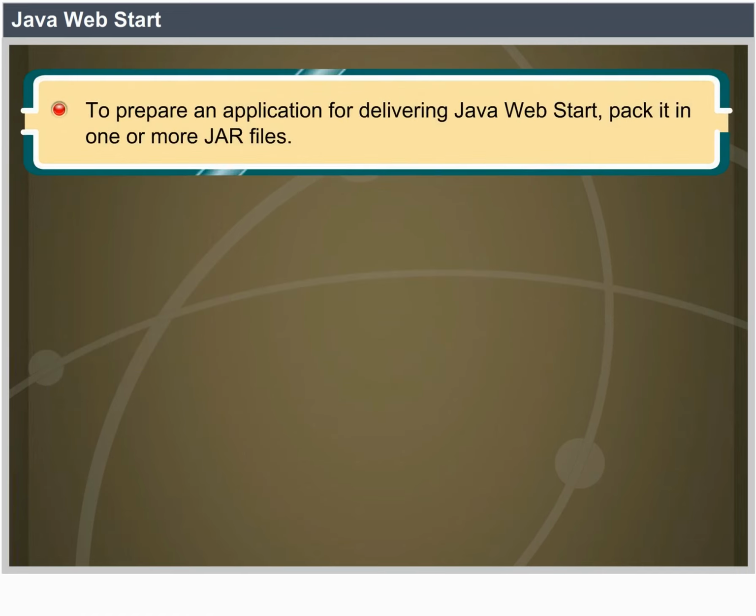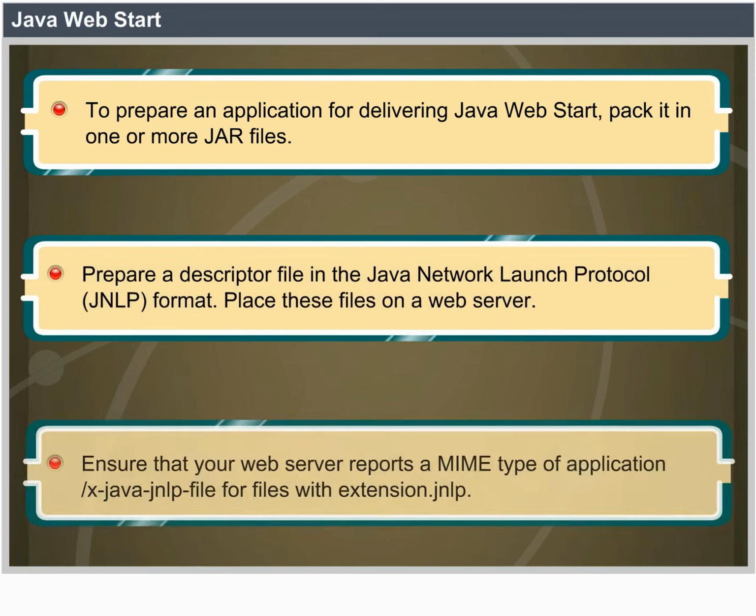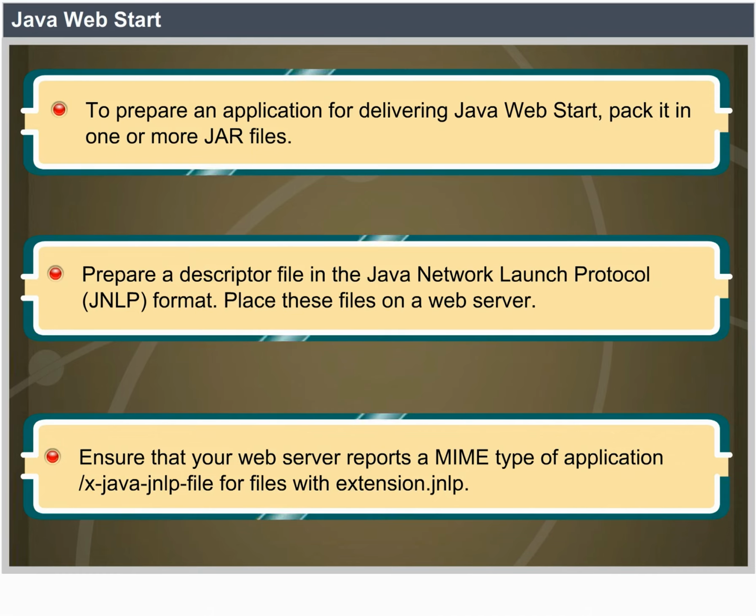To prepare an application for delivery by Java Web Start, pack it in one or more jar files. Prepare a descriptor file in the Java Network Launch Protocol format. Place these files on a web server. Ensure that your web server reports a MIME type of application/x-java-jnlp-file for files with extension .jnlp.